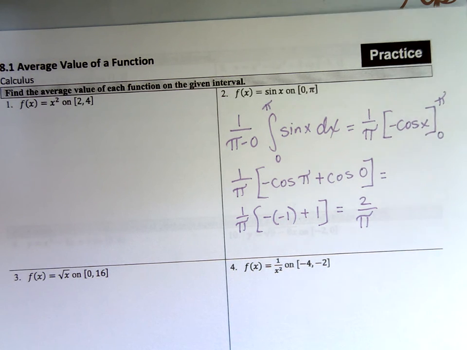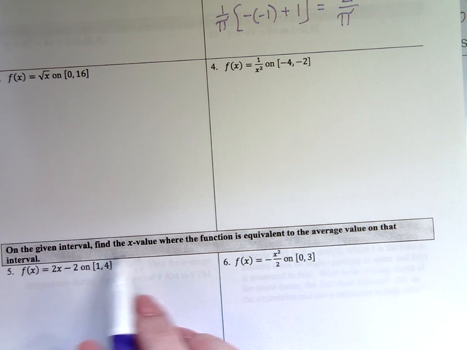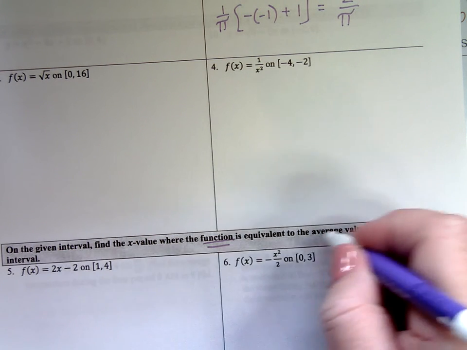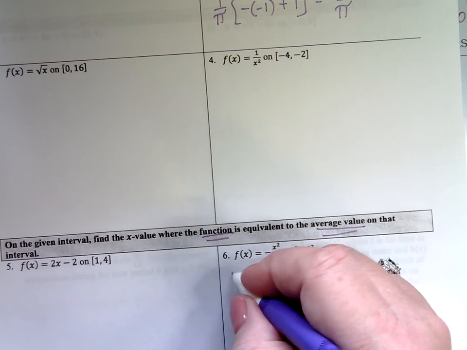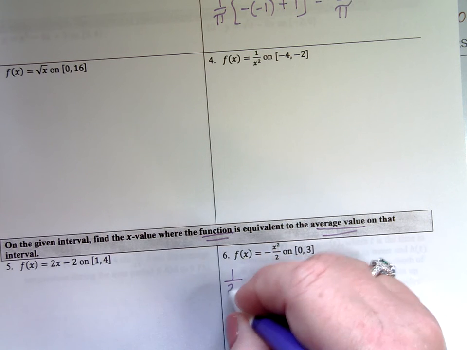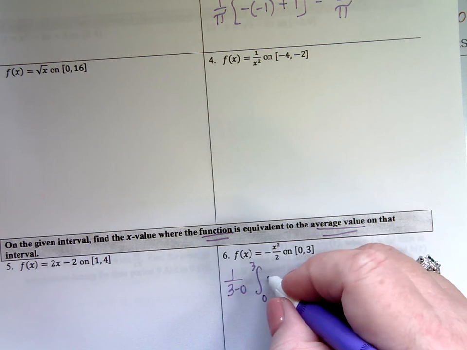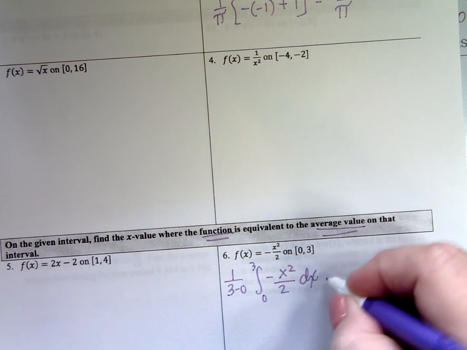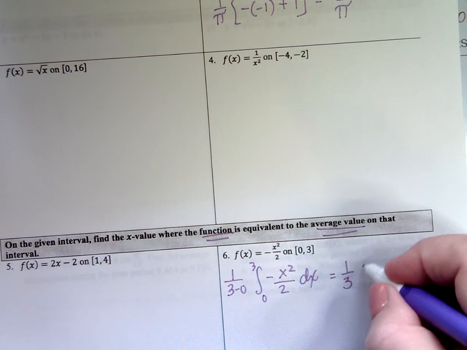Next one I picked is number 6, and number 6 says, on the interval, find the x value where the function, this is important, the function is equal to the average value. So what I'm going to do is figure out the average value, right? So I've got to figure out the average value using our formula for the day, 1 over 3 minus 0 times the integral from 0 to 3 of negative x squared over 2 dx. In other words, 1 over 3. I'm going to clean this up before I actually take the integral.